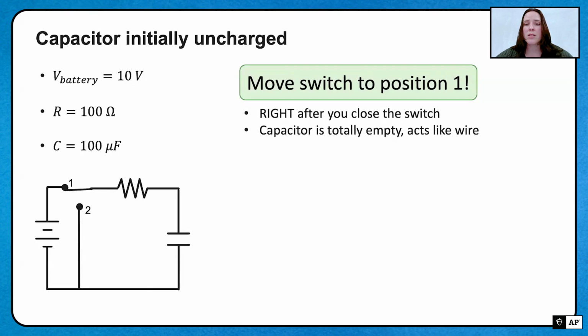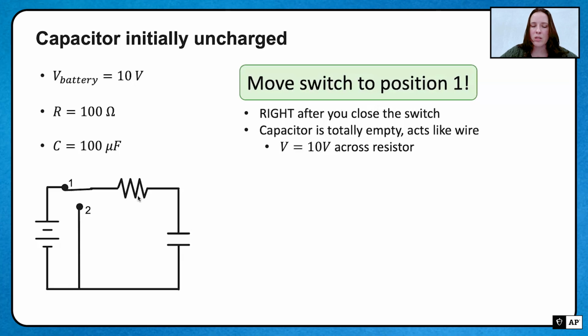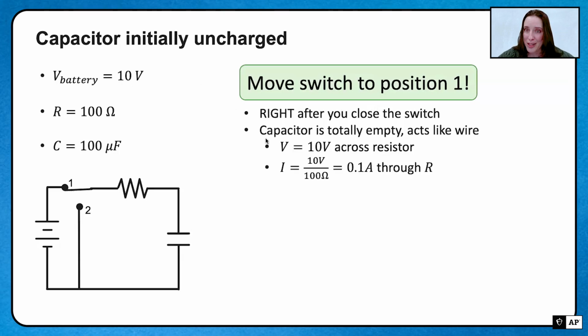So when a capacitor is totally empty, it behaves the same way as a wire, which means when I'm asking questions about a resistor, as soon as I close that switch, it's as if it's not even there. It's as if this is just a wire. So it's just a resistor with the battery. Well, that means that the voltage across the resistor is the voltage of the battery, which is 10, which means I can find the current from Ohm's law. From Ohm's law, it's V over R. So my current is going to be 10 over 100 ohms, which is 0.1 amps.